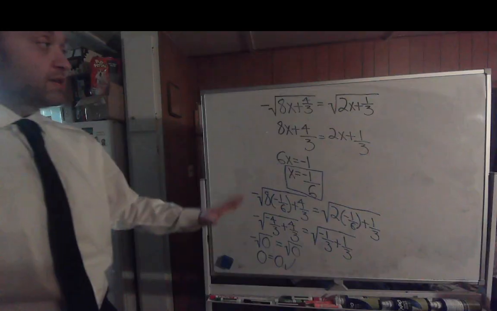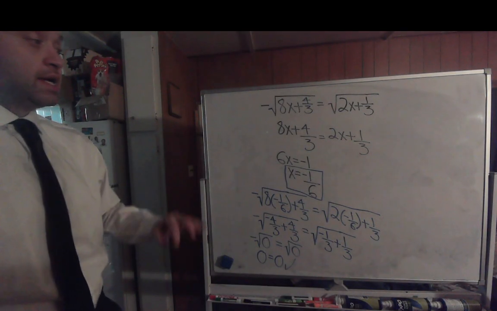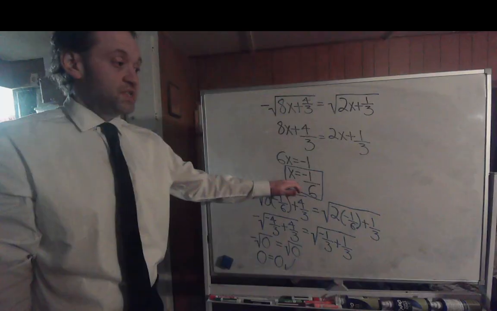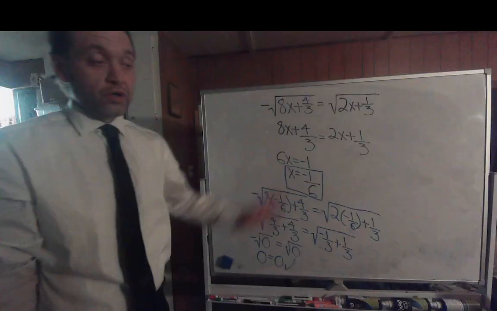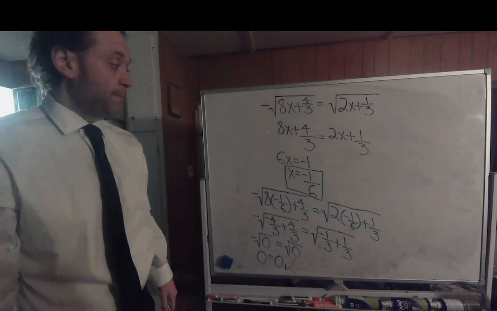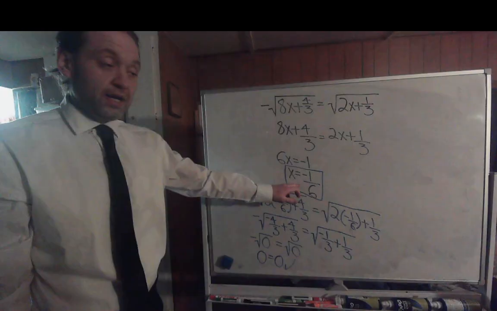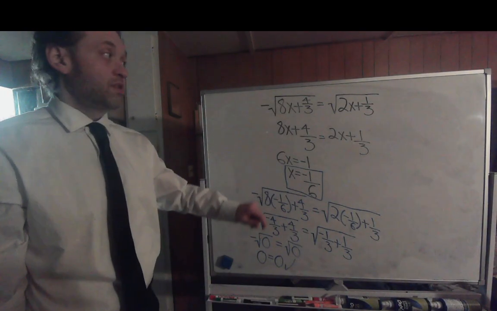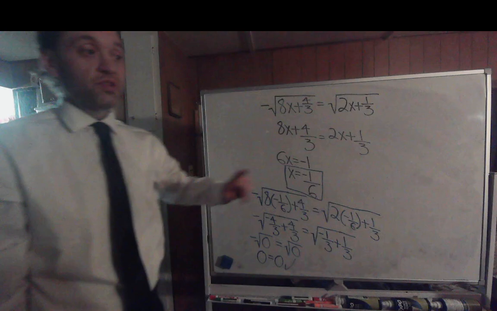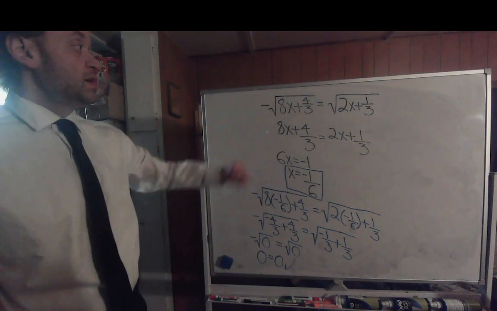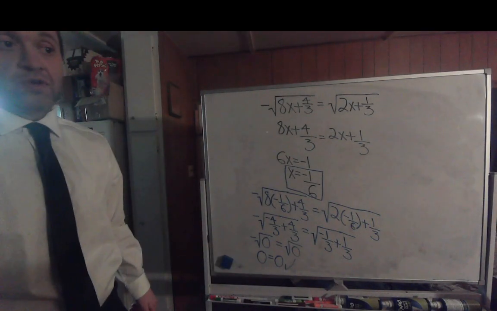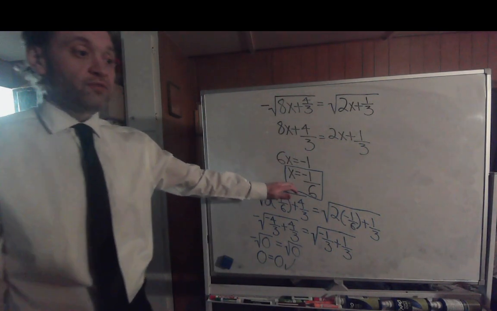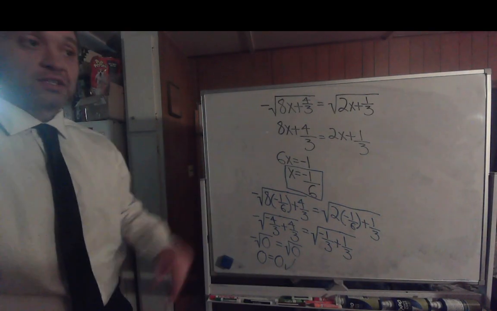Had we gotten any other value, if it were less than negative 1/6, we would have a negative under the square roots, which wouldn't work right away. Had we gotten any number greater than negative 1/6, what you would have had are still positive numbers under the square root, but you would have had a negative number equal to a positive number, which is also false. So x equals negative 1/6 is literally the only solution to this.